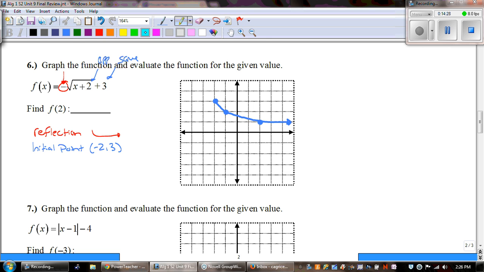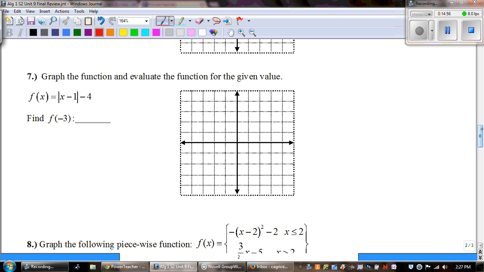So f of negative 2. When we plug in negative 2, what do we get? Okay, I know some people struggle a lot with this, but all you're telling me is that point is negative 2 comma 1. Our answer is 1, because it's just, where is that at? Well, it's at 1.